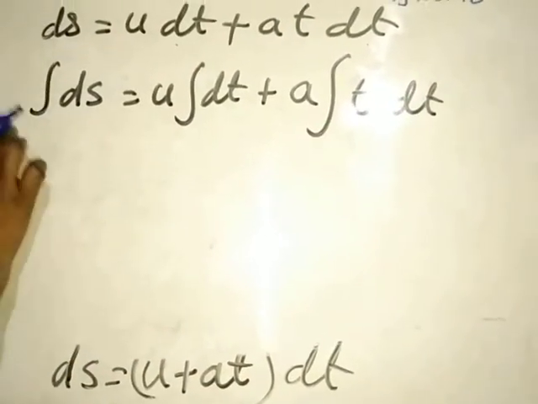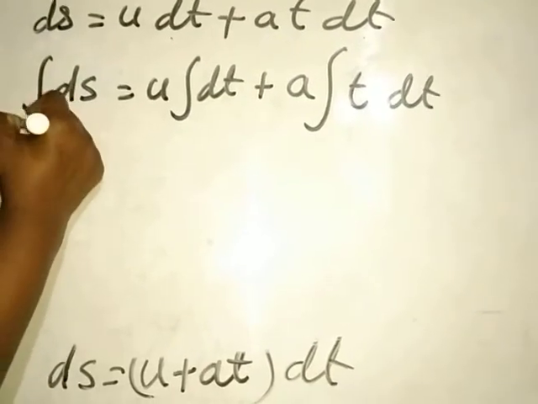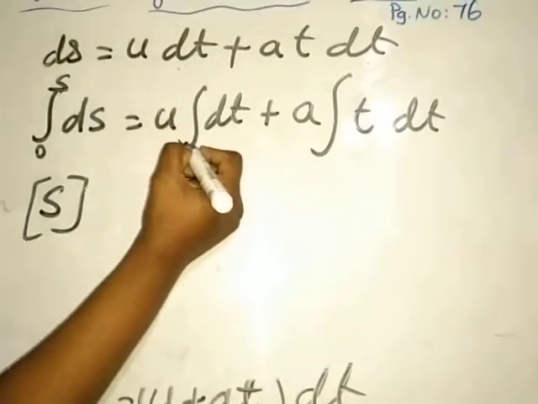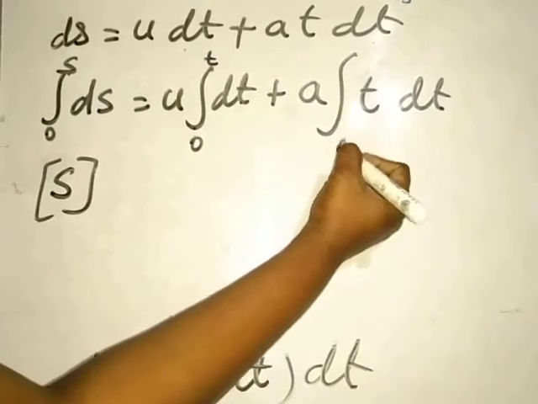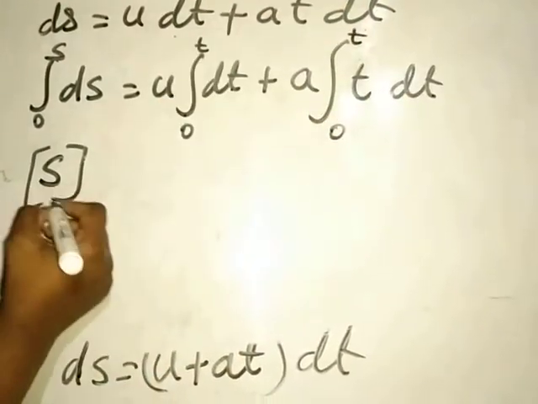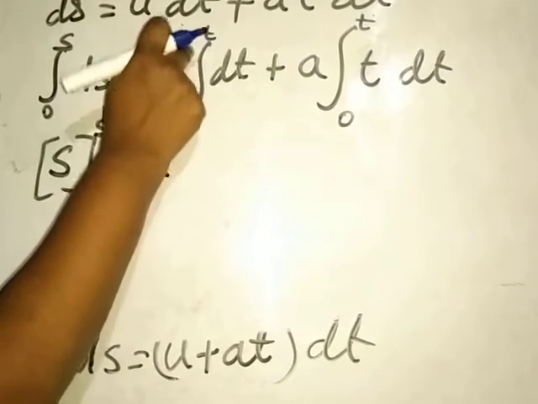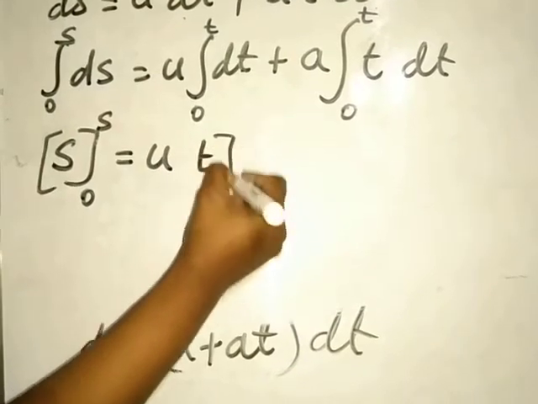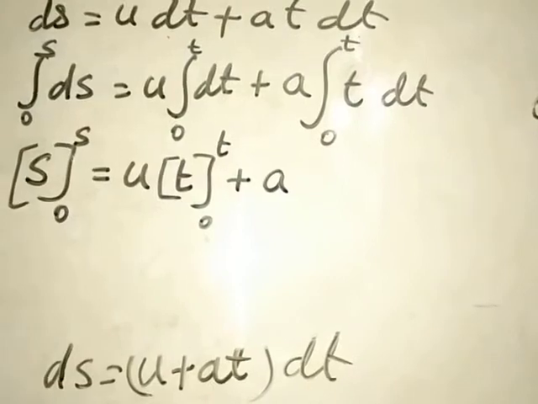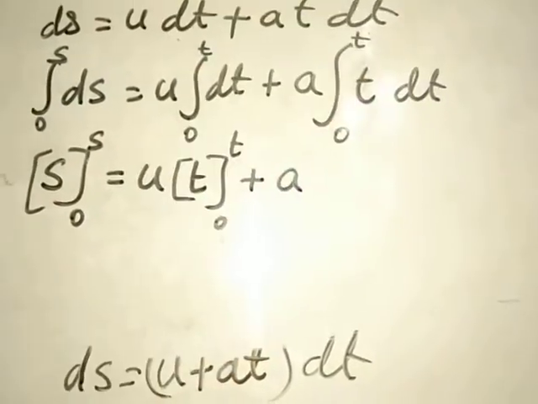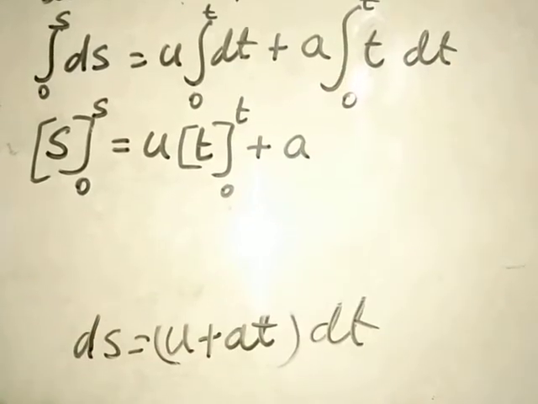Now the formula for integral ds is s. Here the limits vary from 0 to s, and the limit of t varies from 0 to t. So here, 0 to s equals u into integral dt, the limit 0 to t, plus a into integral t dt.